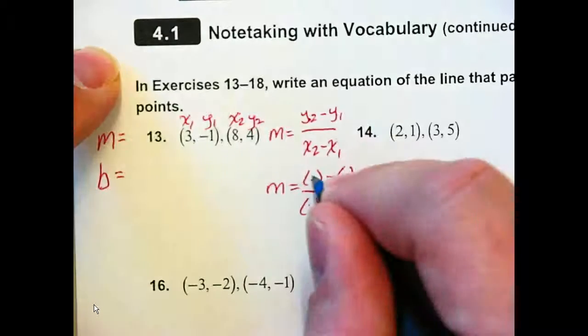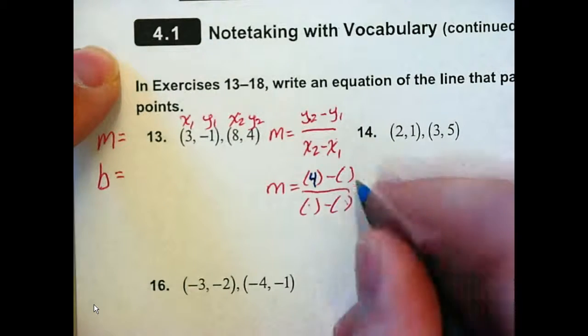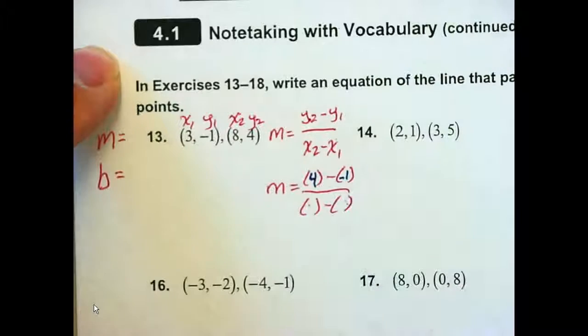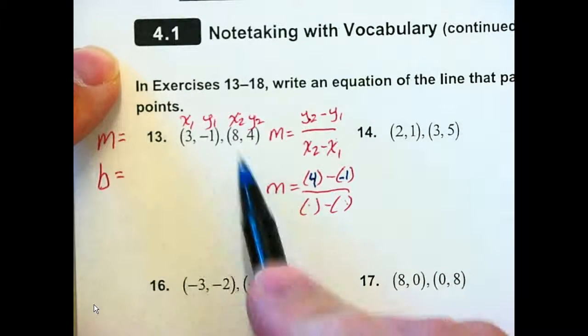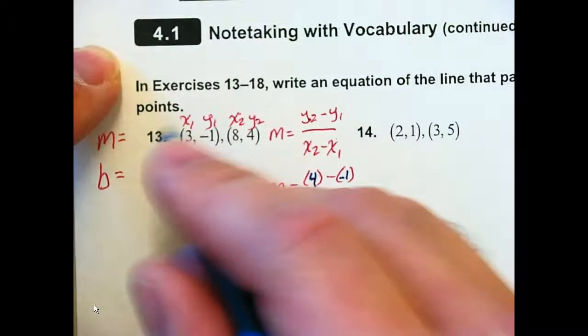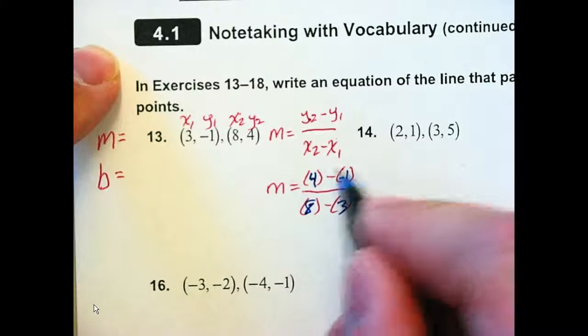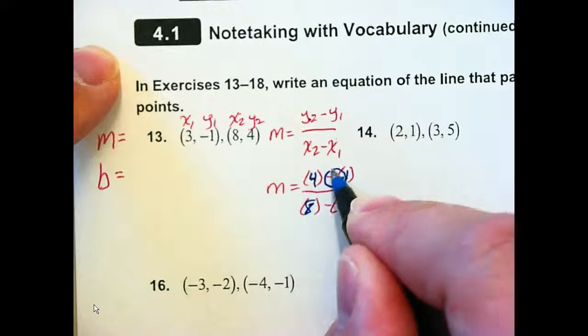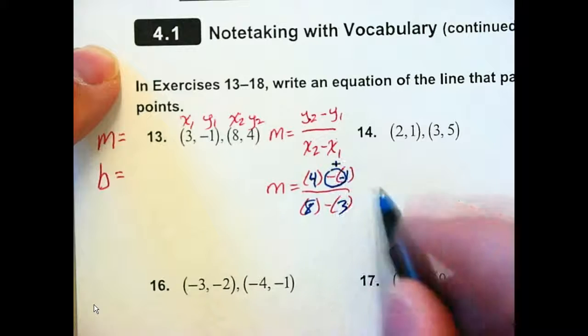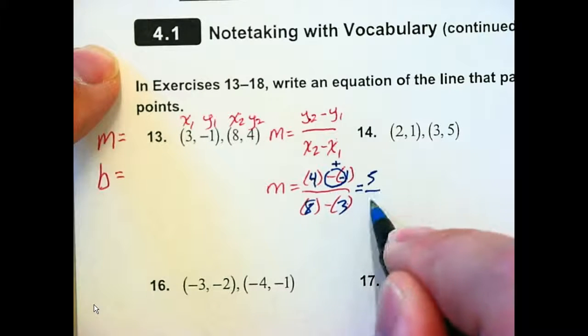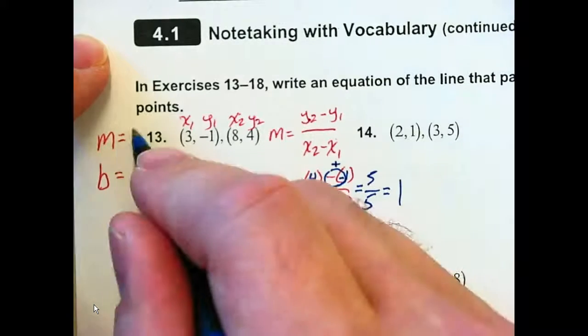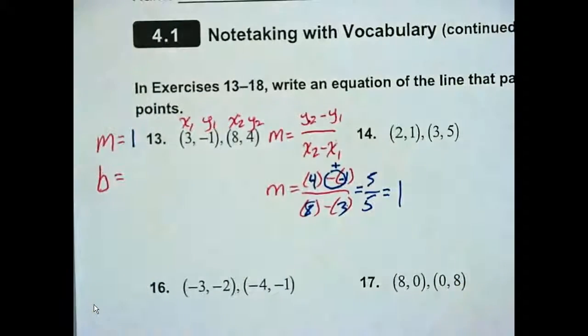y2 is 4, y1 is -1. That's why we put the parentheses, otherwise you usually mess up there. x2 is 8, x1 is 3. 4 minus -1 makes 4 plus 1, that's 5 over 5, which is 1. m is 1.